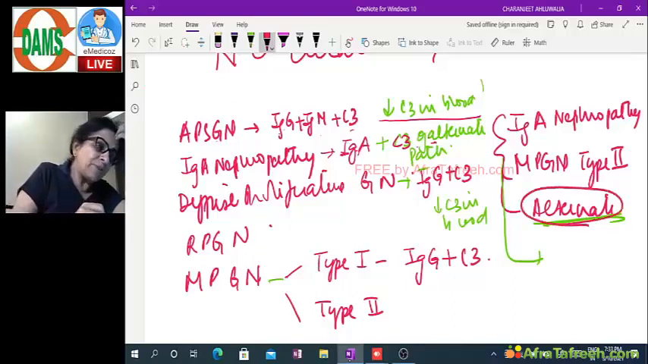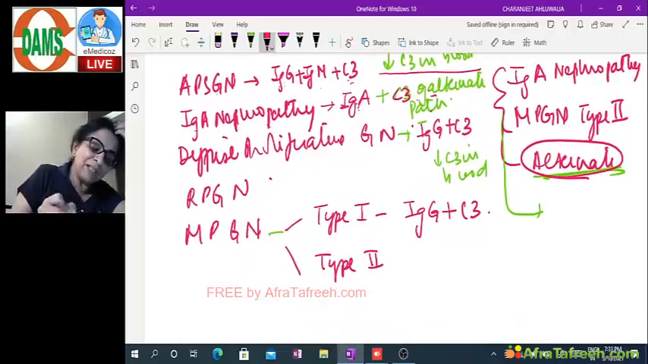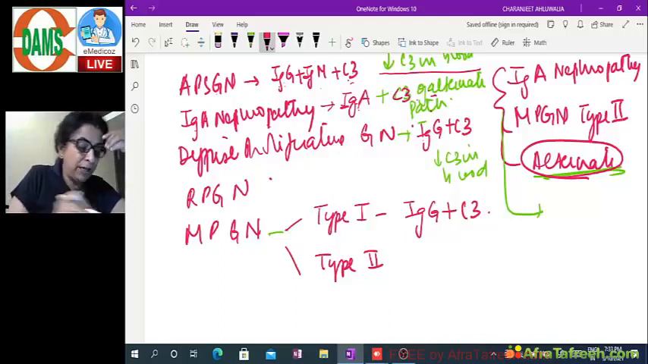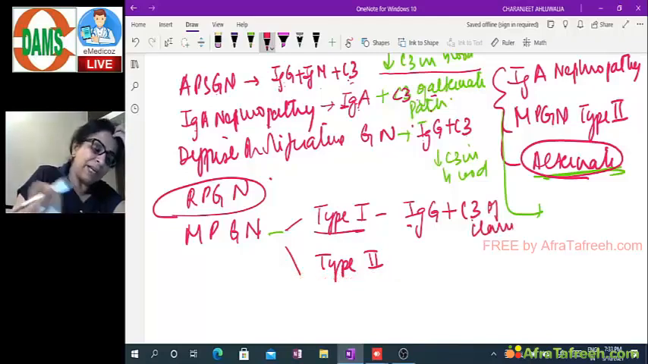So in acute post-streptococcal glomerulonephritis, the granular deposits on immunofluorescence contain IgG, IgM and C3, and C3 levels in the blood are reduced. In IgA nephropathy, IgA antibody plus C3 of alternate pathway, and blood levels of C3 may not be reduced. In diffuse proliferative, IgG plus C3, again C3 of the classical pathway, and C3 may or may not be decreased in the blood. RPGN has varied morphology. In MPGN type 1, the deposits contain IgG plus C3 of classical pathway. In all the others it is the classical pathway.